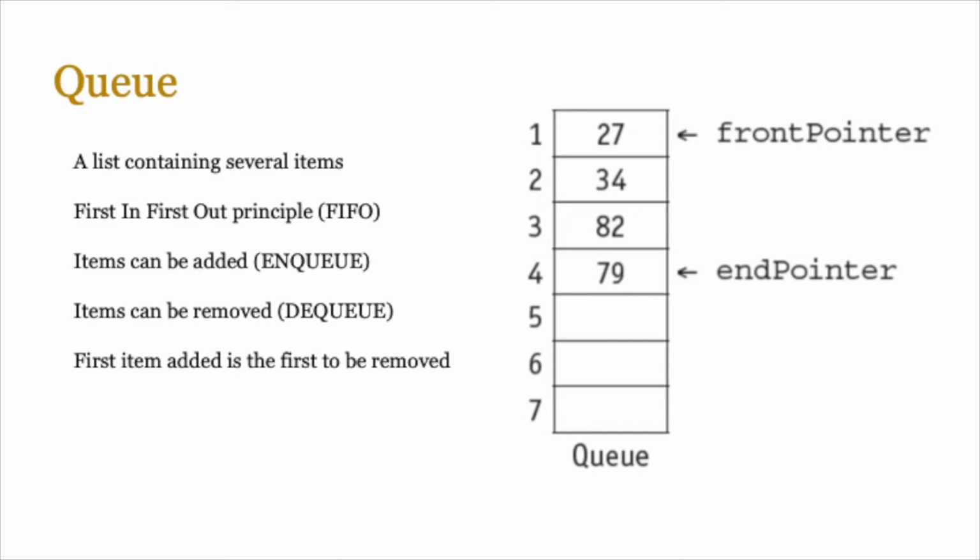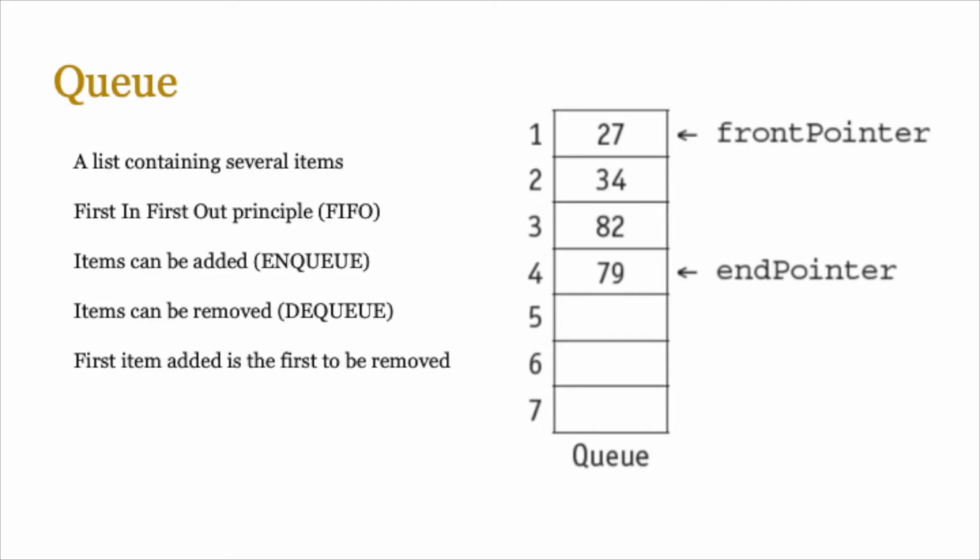What kind of methods would a queue data type have? They would have enqueue, which means you're adding an item to the queue, and dequeue, which means you're removing an item from the queue. The first item added is always the first one to be removed in a queue, which is a bit different from the stack.